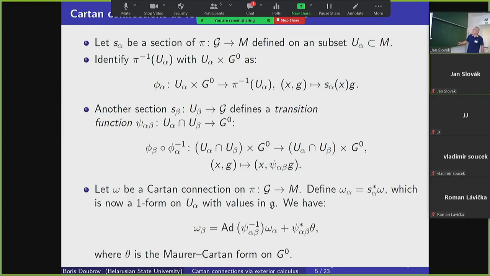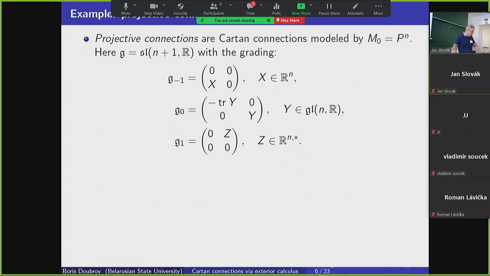Okay, so let's start looking at the very first example that was introduced in Élie Cartan's paper on projective connections. So let's now look at projective connections from this point of view. How would this look? First of all, I need a homogeneous space. As I said, behind any Cartan connection there is a model homogeneous space. In this case, the model homogeneous space is n-dimensional projective space. So it's an n-dimensional manifold viewed up to projective transformations. The Lie algebra G is exactly the Lie algebra of the group PSL n plus 1. So it's n plus 1 by n plus 1 traceless matrices, trace-free matrices, and this is the grading that we would use to deal with projective connections.